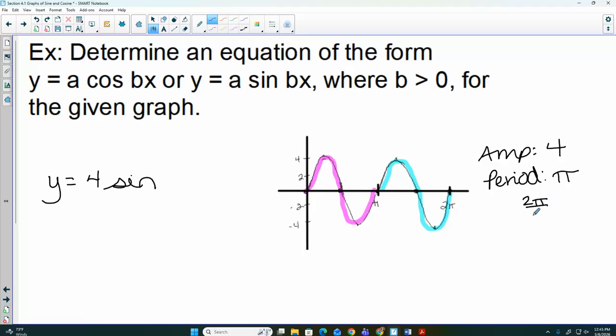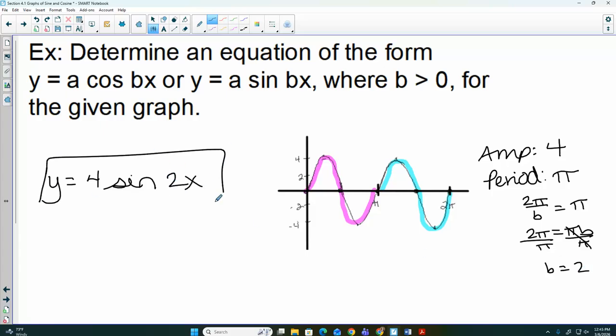Okay, so think about what that does in our equation. We take 2 pi divided by the number in front of x, and it has to equal our period, which is pi. So if I multiply my b over, divide by pi, the number in front of x has to be 2. So it's 4 sine of 2x.